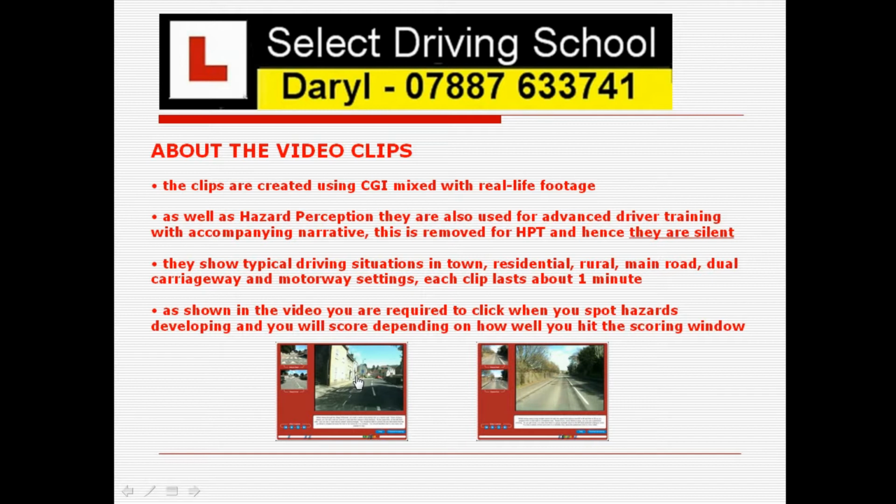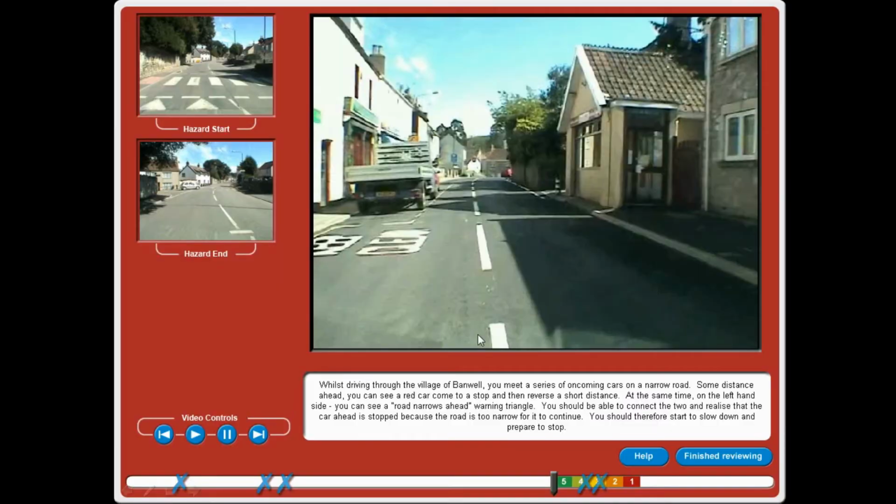You are required to click when you spot hazards, and you will score depending on how well you hit the scoring window. So for example, on this one, I've clicked 1, 2, 3, 4, 5 times, and my score will be 4 because my first click within the window was at the 4 mark. The second click was on a 3, but I will get the higher one.